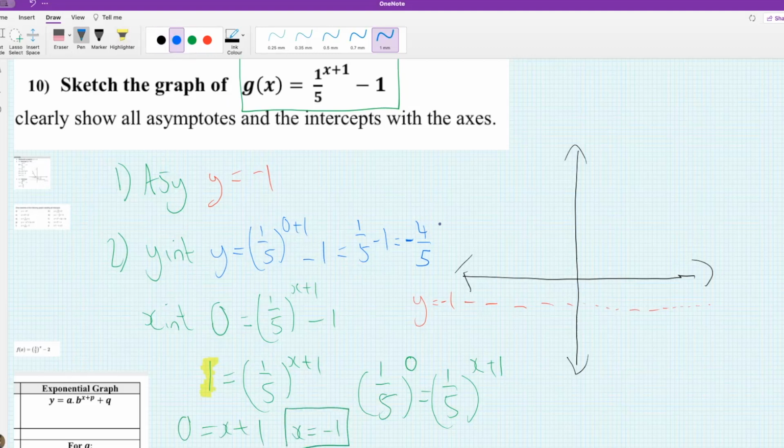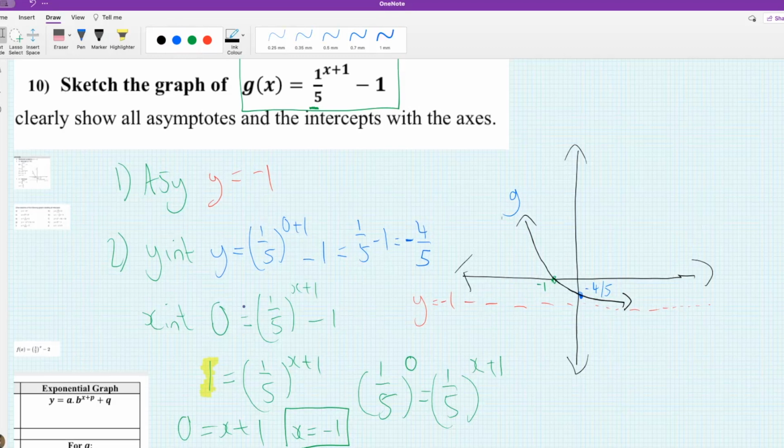So now I have my asymptote I've labeled. I have my y-intercept, which is at minus 4 over 5. And then I have my x-intercept, which is going to be at minus 1. And now I need to think about the shape. And the shape is coming from the fifth. So it's a decreasing exponential. And it's going to look like that. There's going to be a minus 1 there. There is going to be a minus 4 over 5 there. And the label of the graph is G.